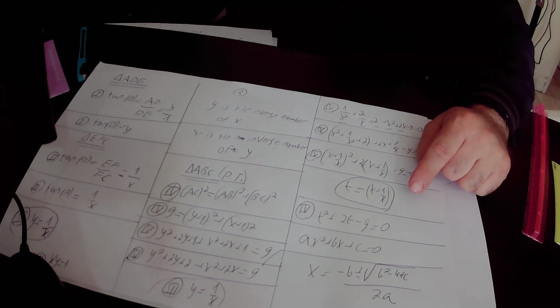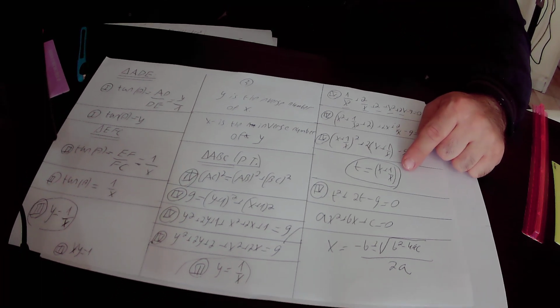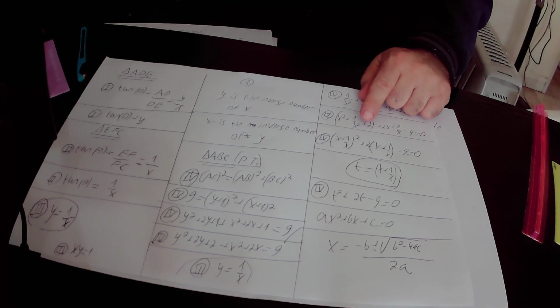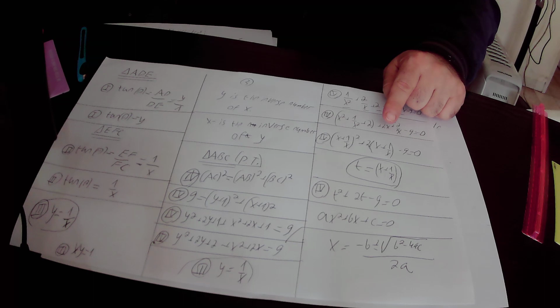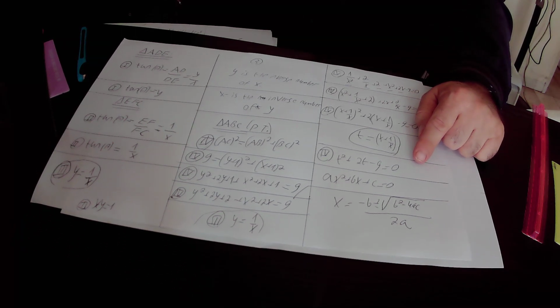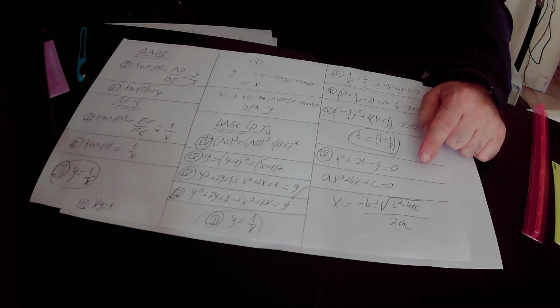Here we defined t as x plus 1 over x, that is to say t equals x plus 1 over x, according to our definition. So we substituted x plus 1 over x in equation number 4 by t, and we got that t squared plus 2t minus 9 equals 0.